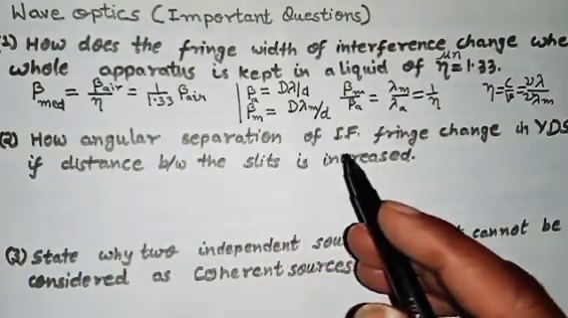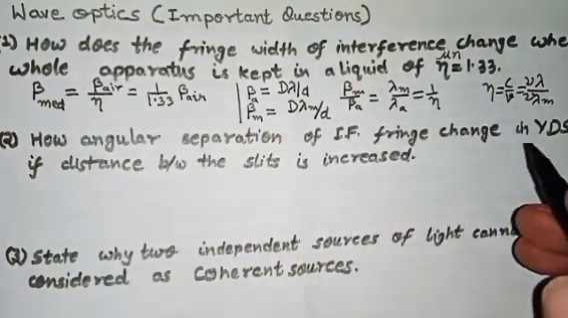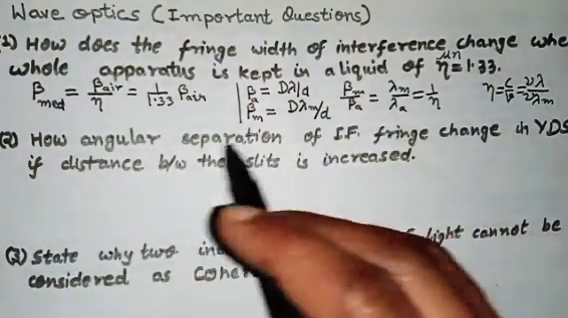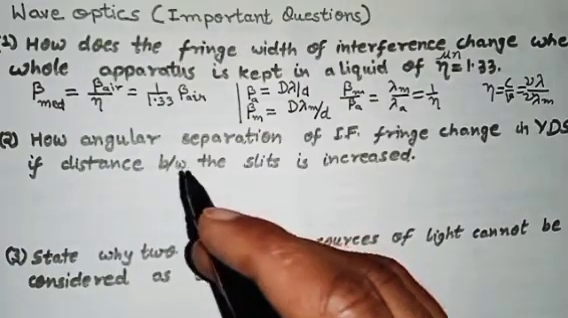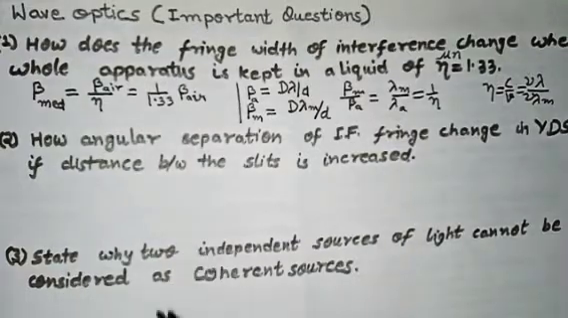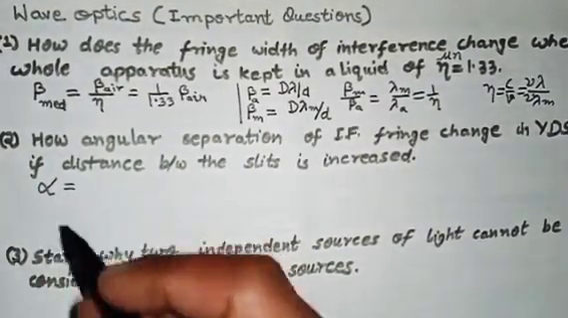How does the angular separation, actually the angular width, of interference fringe change in Young's double slit experiment if the distance between the slits is increased? So what is actually asked here is angular separation. It is something like theta, but we will not use theta as that is used to express the angle in the derivation. Phi we can't use because it is generally used to express phase difference. So we will use angle alpha. And what is this angle all about?